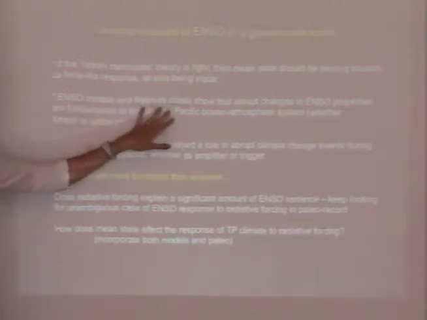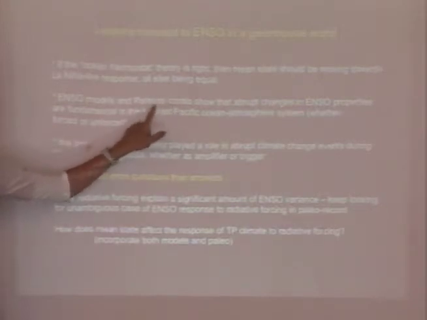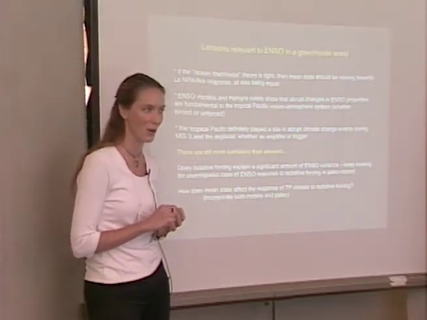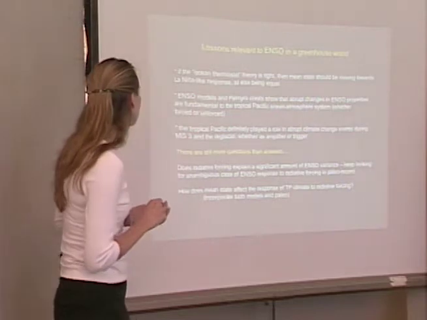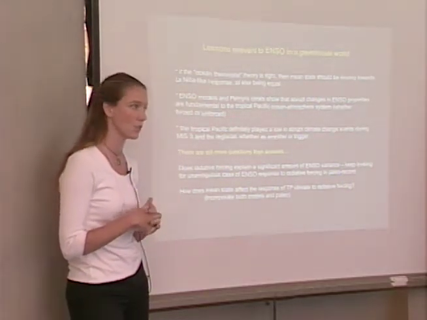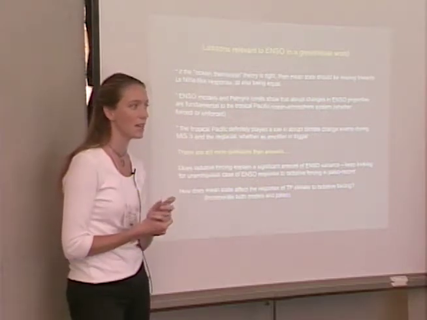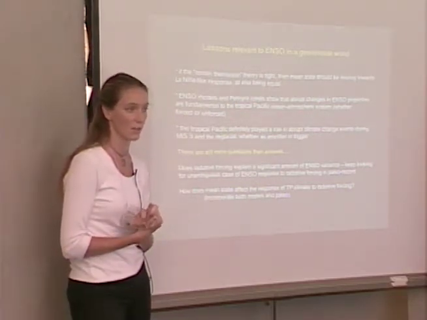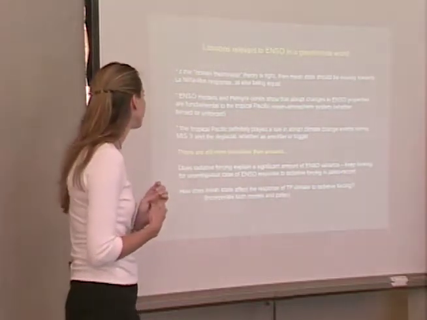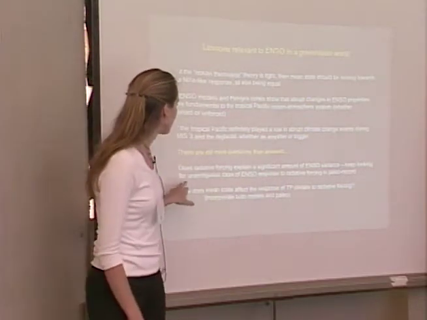ENSO models and Palmyra corals, the best reconstruction we have of the corals in the last millennium, show that abrupt changes in ENSO properties are fundamental to the tropical Pacific ocean-atmosphere system, whether forced or unforced. And I hope that I've convinced you of that, if the corals are correct. We hope to get more of them. And thirdly, the tropical Pacific definitely played a role in abrupt climate changes of the past, whether as a trigger or as just a feedback response. And it should be considered in models or theories that try to explain how this global signature of abrupt climate changes happened. There are still more questions than answers.